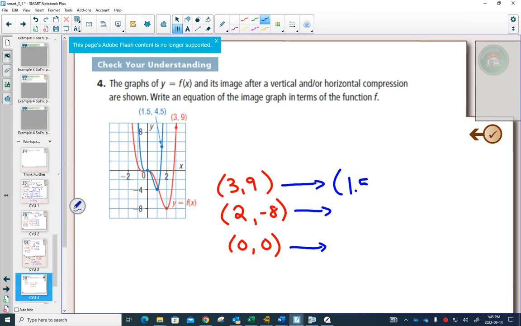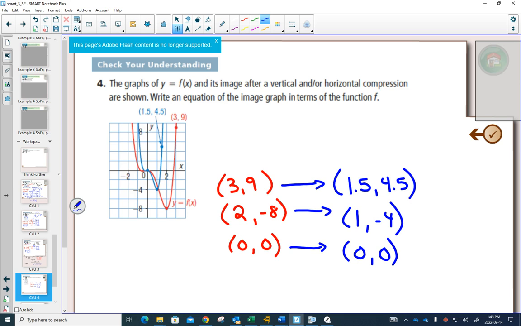And can you see that 3, 9 changed to 1.5, 4.5? And 2, negative 8, that changed to 1, negative 4. And 0, 0 stayed 0, 0.